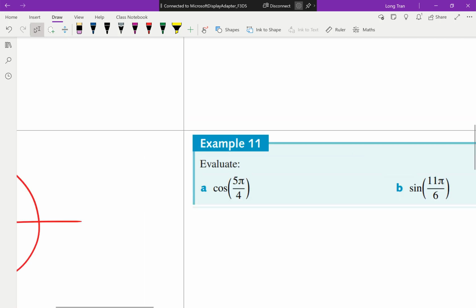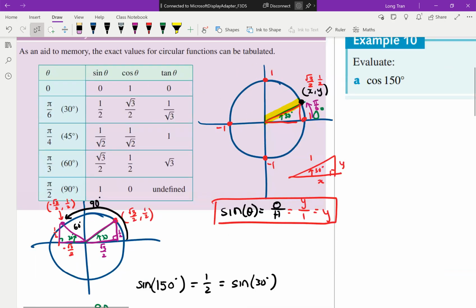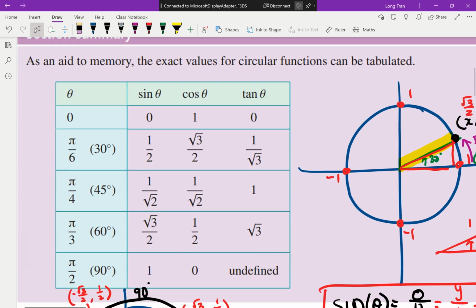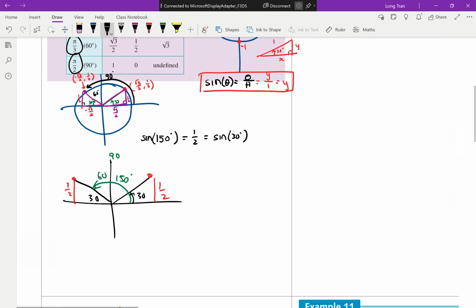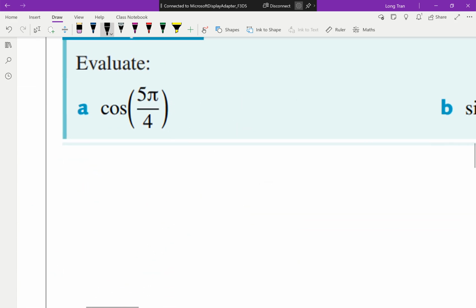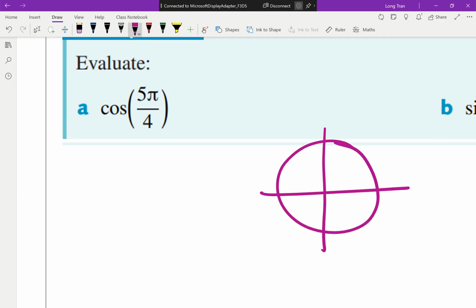So using your exact values table, you've got the table over here. The only angles you've got are pi on 6, which is 30 degrees, pi on 4, pi on 3, pi on 2. Those are the only things you've got. Okay, let's have a look here. How would I do cos of 5 pi on 4? The first thing you need to figure out is, where am I on the unit circle?